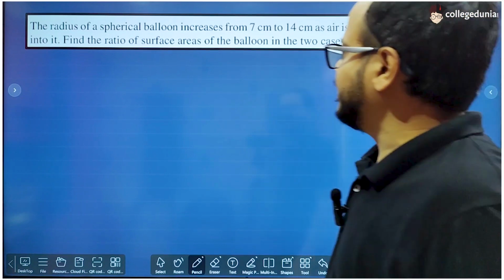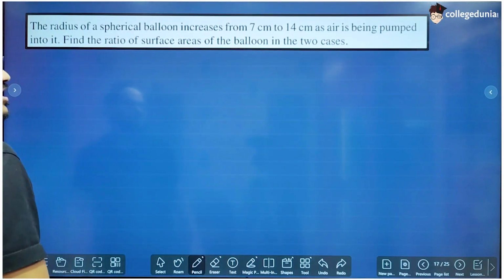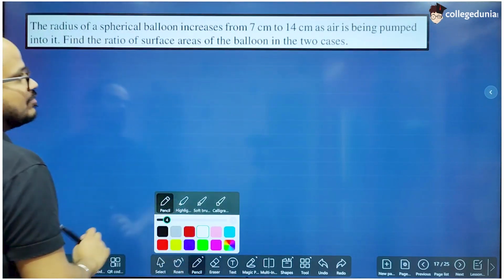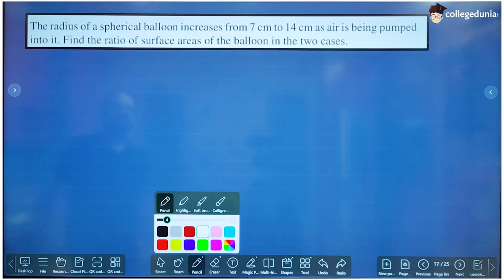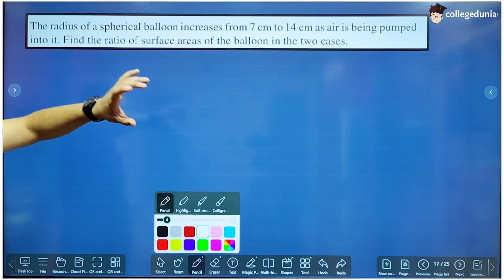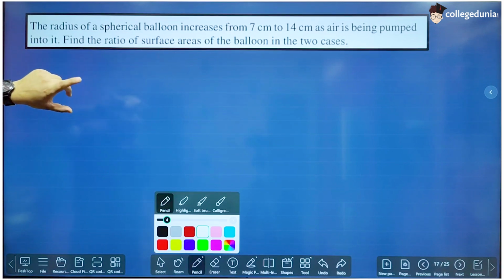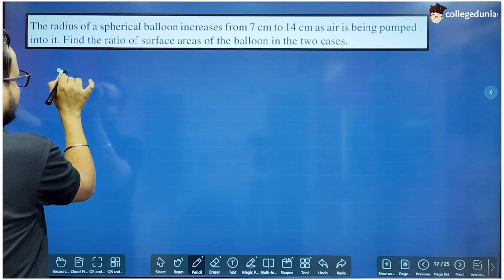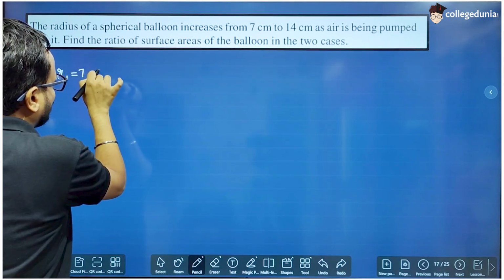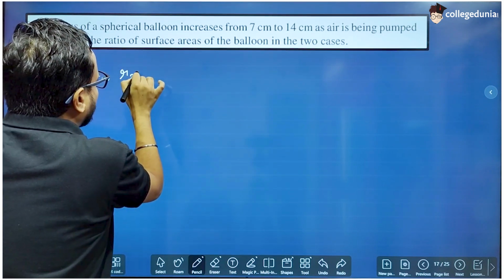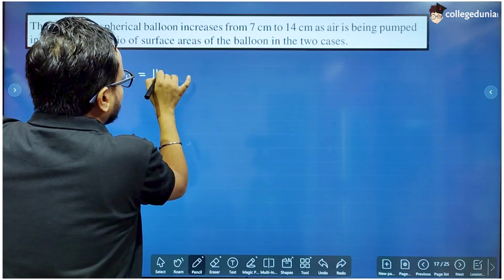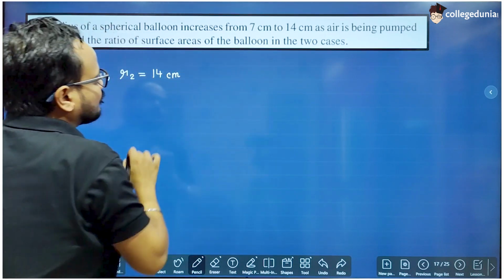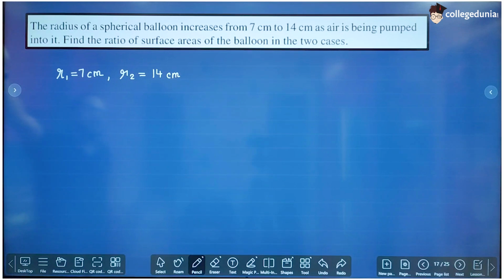The radius of a spherical balloon increases from 7 centimeter to 14 centimeter when air is being pumped into it. Air is being pumped into a spherical balloon, and the radius of the balloon increases from R1, that is 7 centimeter, to now it becomes bigger. So R2 is 14 centimeter. Find the ratio of surface areas of the balloon in two cases.